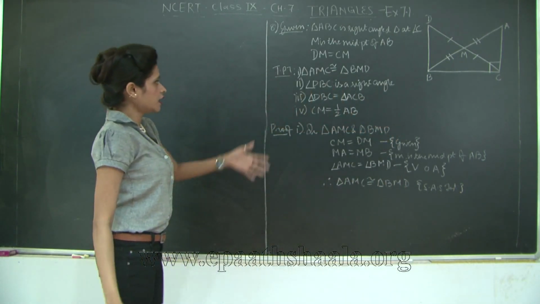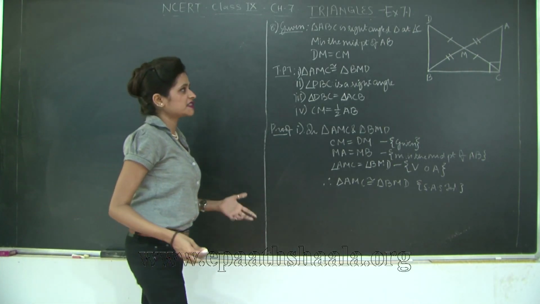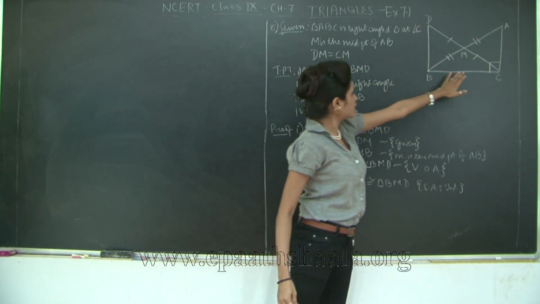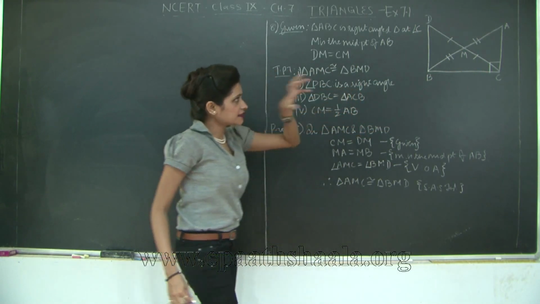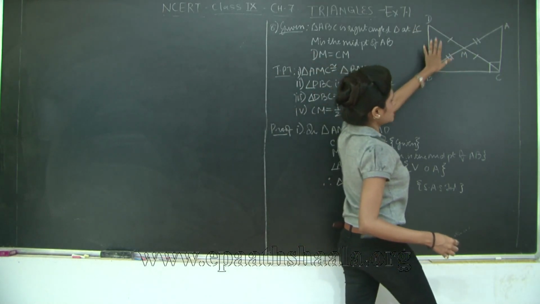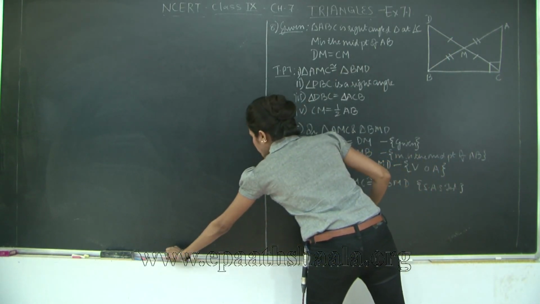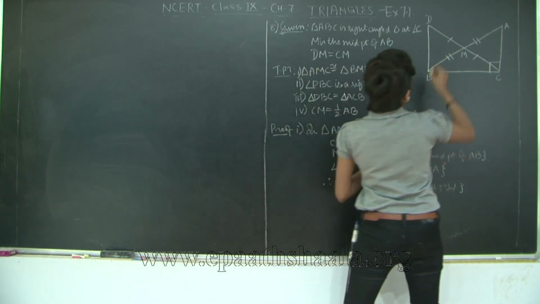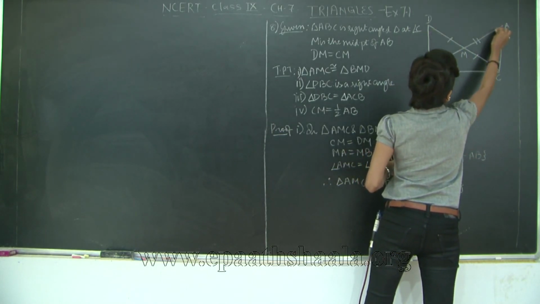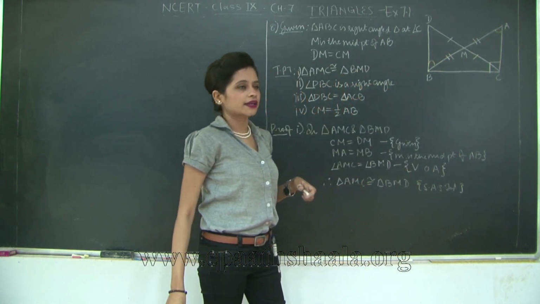right? Now we need to prove that DBC is a right angle. How are you going to prove that DBC is a right angle? Although we can see here that C is a right angle, we need to prove that this angle here, DBC, is a right angle. So let's see. Now for these two triangles itself, what can I say? I can say that this angle here is equal to this angle. Why? Corresponding parts of congruent triangles, right?